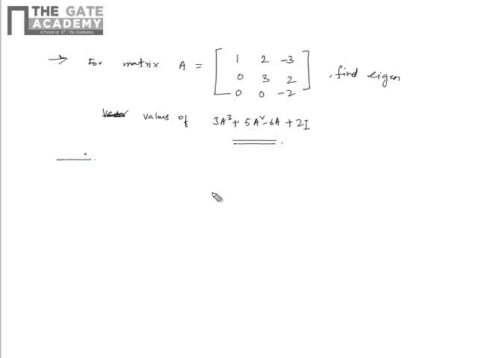First let's evaluate the eigenvalues of the given matrix A. For that I need to write the characteristic equation, which is det of A minus lambda I is equal to 0. For that I need to evaluate the determinant, replacing each diagonal term with the diagonal term minus lambda.